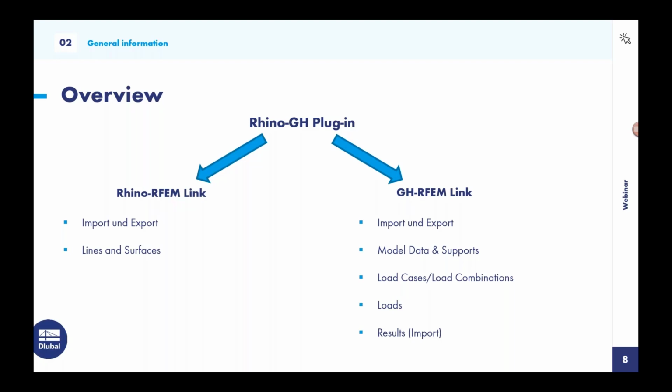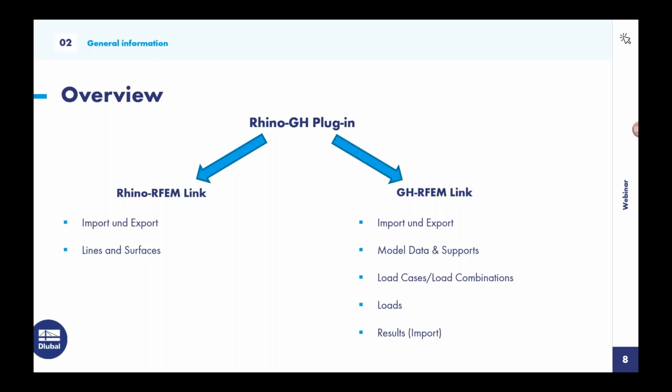Yeah, that's for the short overview. So what can the Grasshopper interface be used for in general? First of all, the Grasshopper interface is an alternative for the model generation. We use the plugin when we don't want to enter the model manually into RFEM, but we want to model algorithmically in Grasshopper or generate a structure with various tools in Grasshopper.